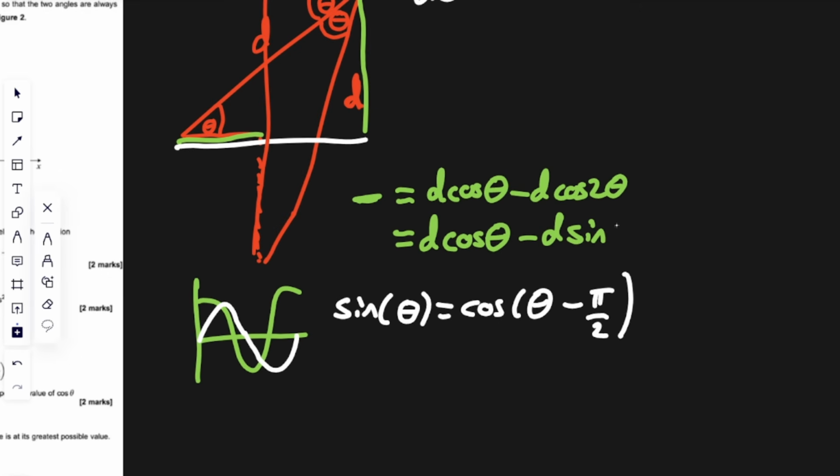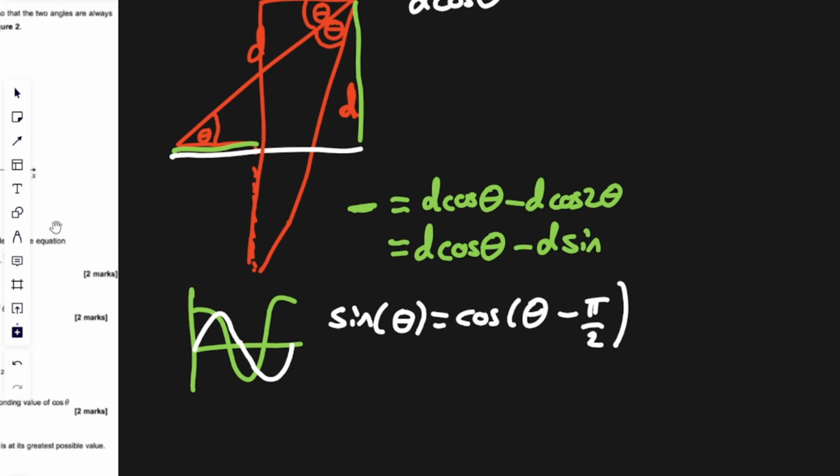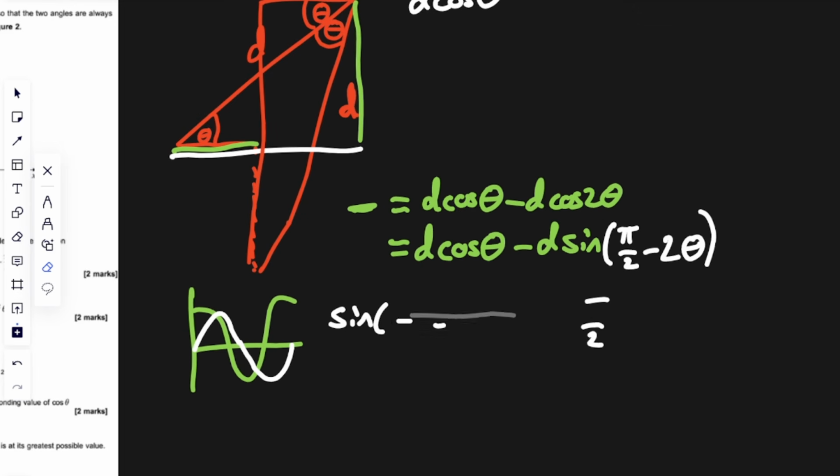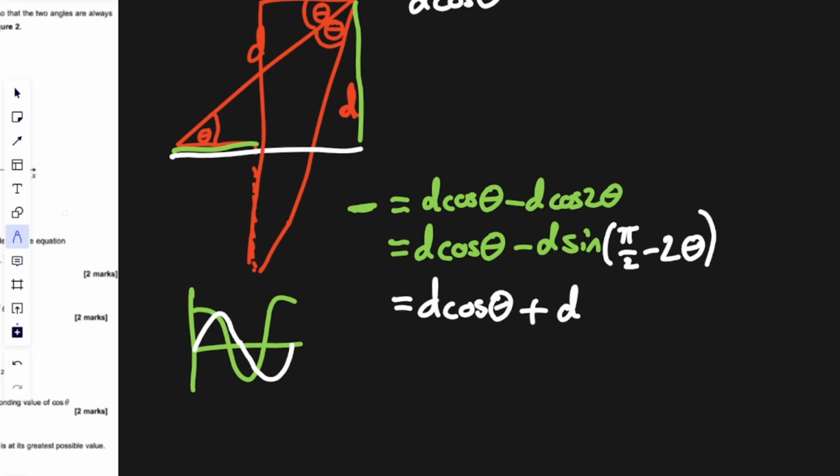And what you can conclude is this is the same as pi on 2 minus 2 theta. Finally, we can bring in a negative because sine is an odd function. So you get d cos theta plus d sine of 2 theta minus pi on 2.